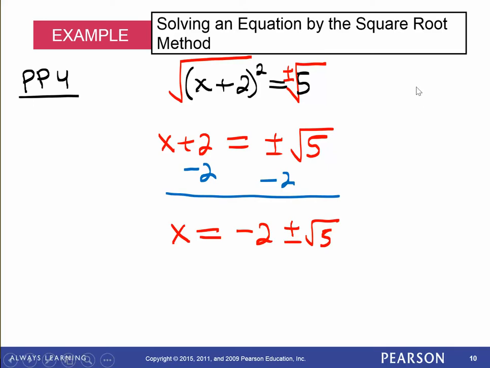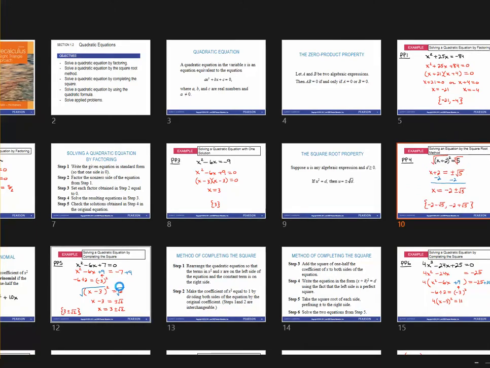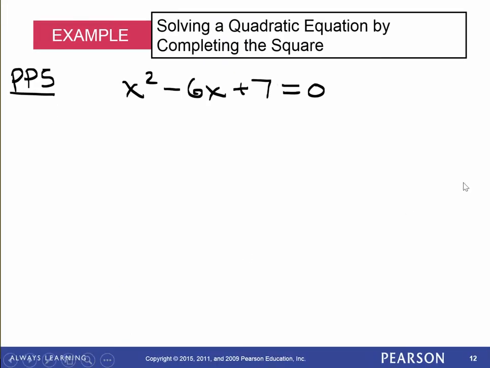Okay, the next one is something called completing the square. And so let's go with this one here. This one's more of a process. Doesn't really have a formula next to it. But if you think back, you got to think back to perfect square trinomials.